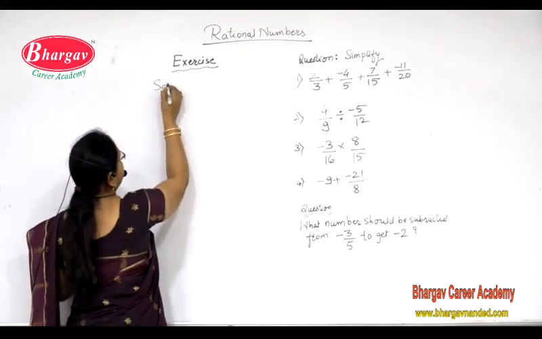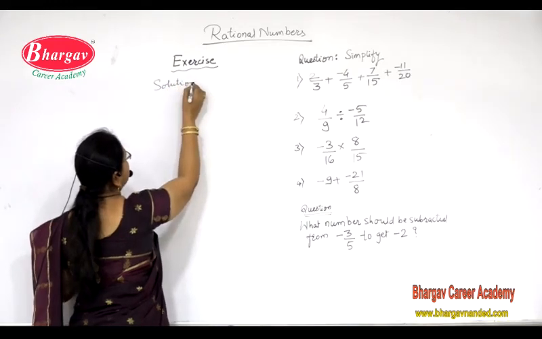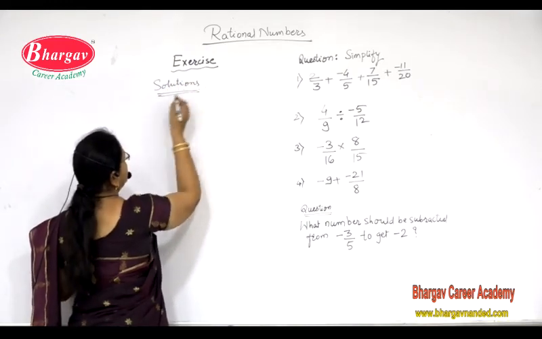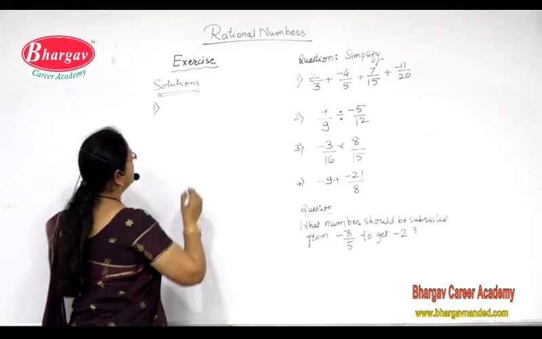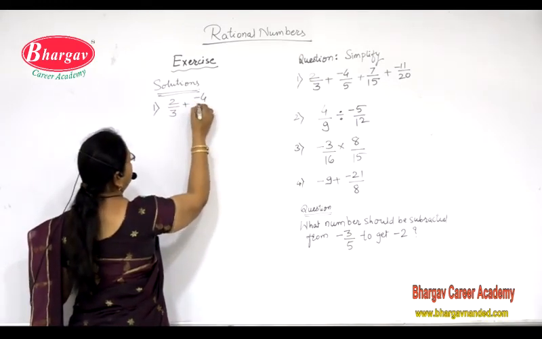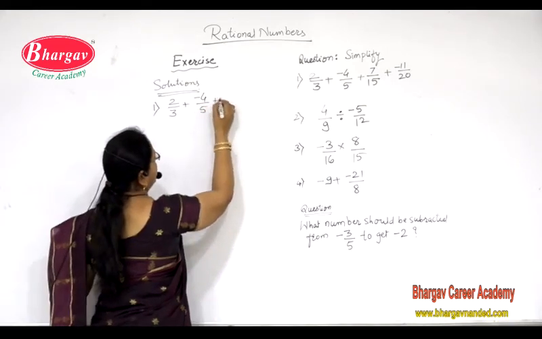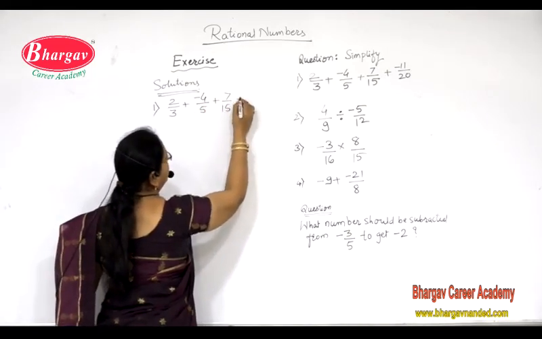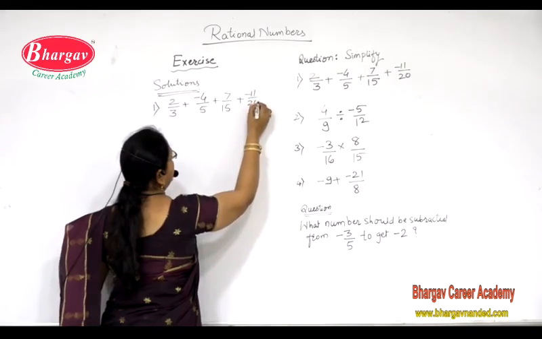So how to solve this? We write the solution here. Solution of the first example: 2 by 3 plus, I write the number once again, 4 by 5 plus 7 by 15 plus minus 11 by 20.